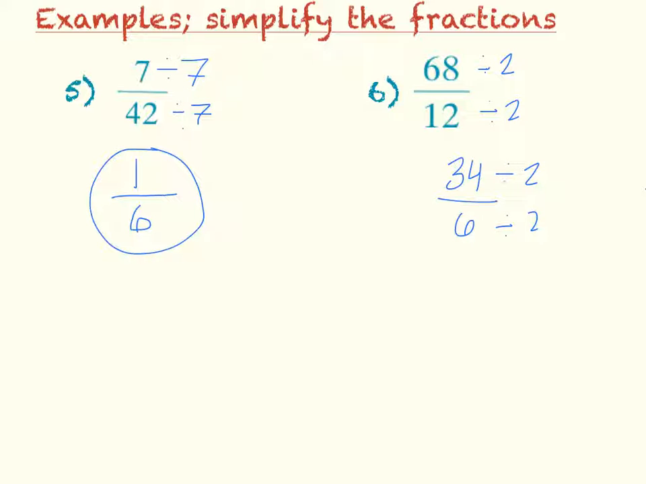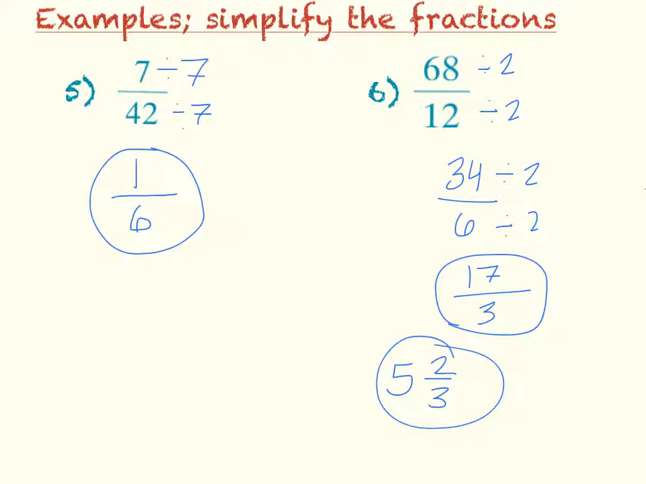34 divided by 2 is 17. 6 divided by 2 is 3. And if you want to leave it as 17 over 3, I'm okay with improper fractions. Now, if I want a mixed number, then how many times does 3 go into 17? Well, 3 times 5 is 15, but then there's going to be 2 left over. So it would be 5 and 2/3. Either one of these would be correct. Usually it's easier just to leave it as an improper fraction, but I do not care how you do it.